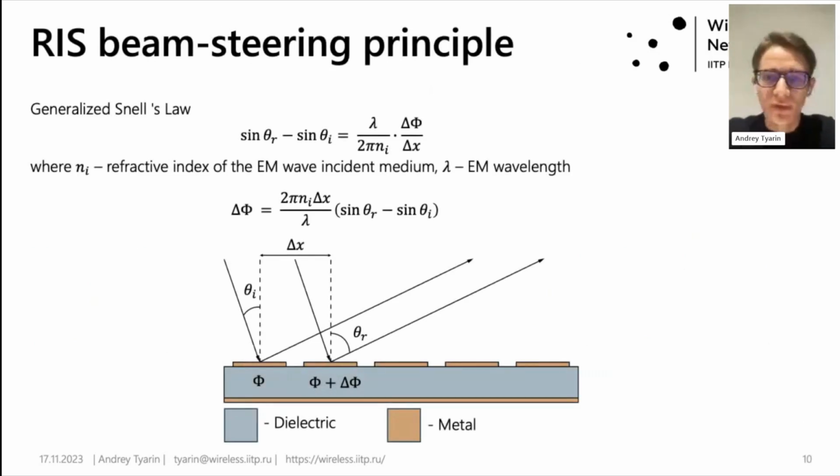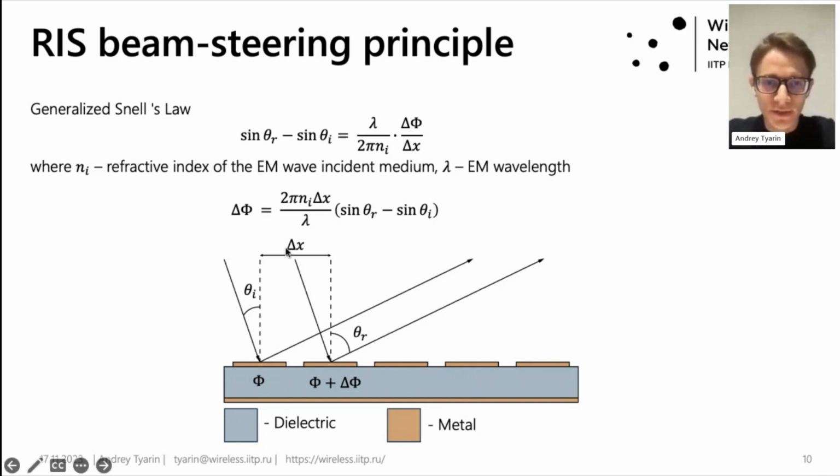Now I want to briefly tell you about the beam steering principle. Consider a monochromatic incident plane wave as shown on the slide. Reflection is a key process of interaction between RAS and the incident EM wave. The RAS top layer serves as a reflecting surface. For simplicity, I explain the IRS operation principle for one-dimensional RAS. The same approach can be applied to two-dimensional RAS.